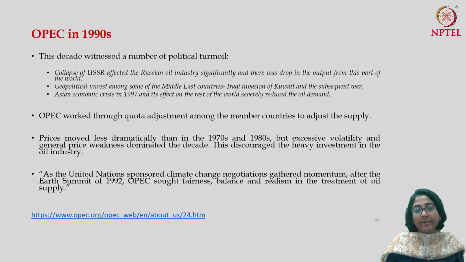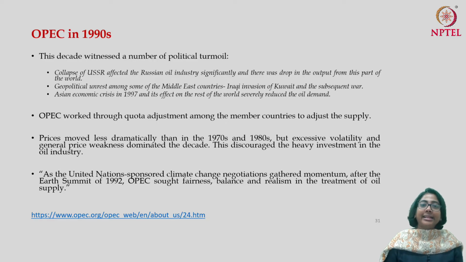There was geopolitical unrest in the Middle East countries as well. Iraq invaded Kuwait, and there was a subsequent war. So a lot of political turmoil and upheaval was going on in the Middle East countries as well. And finally, the Asian economic crisis struck in 1997, and it had an impact on the rest of the world, which reduced the demand. So you see that in the 1990s, although liberalization raised the hope that there will be more activities in the countries, there will be more demand for oil.